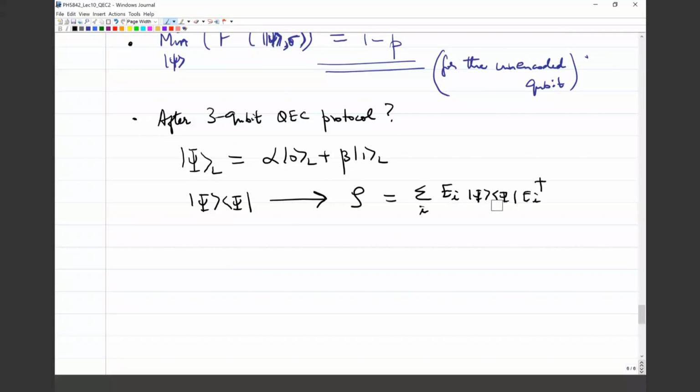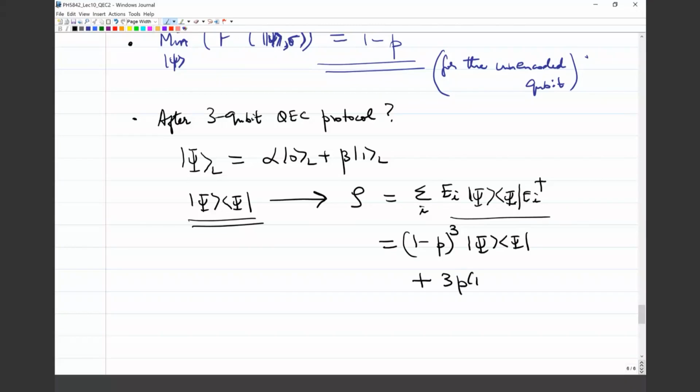But over and above the noise, you have also done the recovery. Whichever of these error terms correspond to single qubit or no error, you are back to the original state. So this is what this state is going to look like. 1 minus p the whole cube is the prefactor behind the identity term, so it's going to be just this, plus 3p 1 minus p the whole squared, again projector onto psi psi, because this corresponds to the single qubit errors, which are all perfectly correctable.